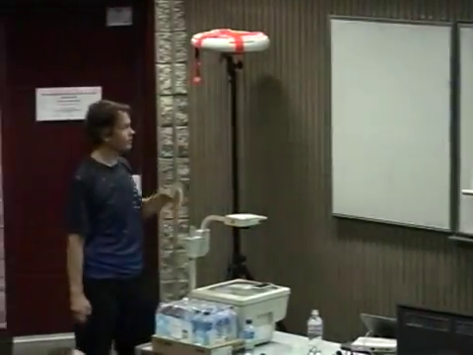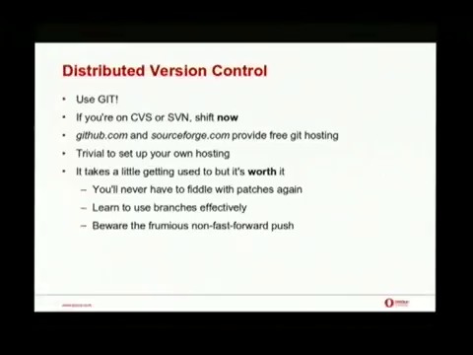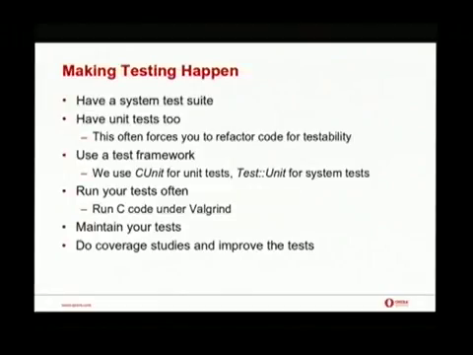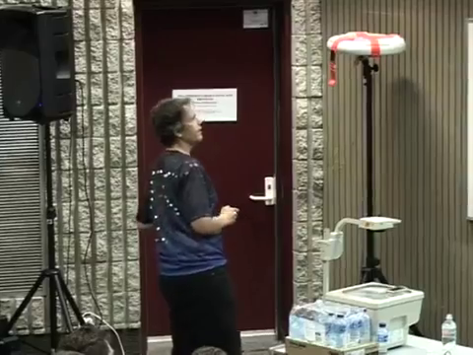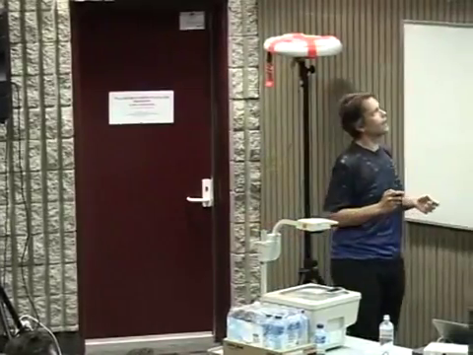Modern version control, modern software engineering practices, distributed version control. This entire slide comes down to: use Git. Making testing happen. You need to have a system test suite, you need to have unit tests. They have to be different things. We have to explain this to people every now and again.